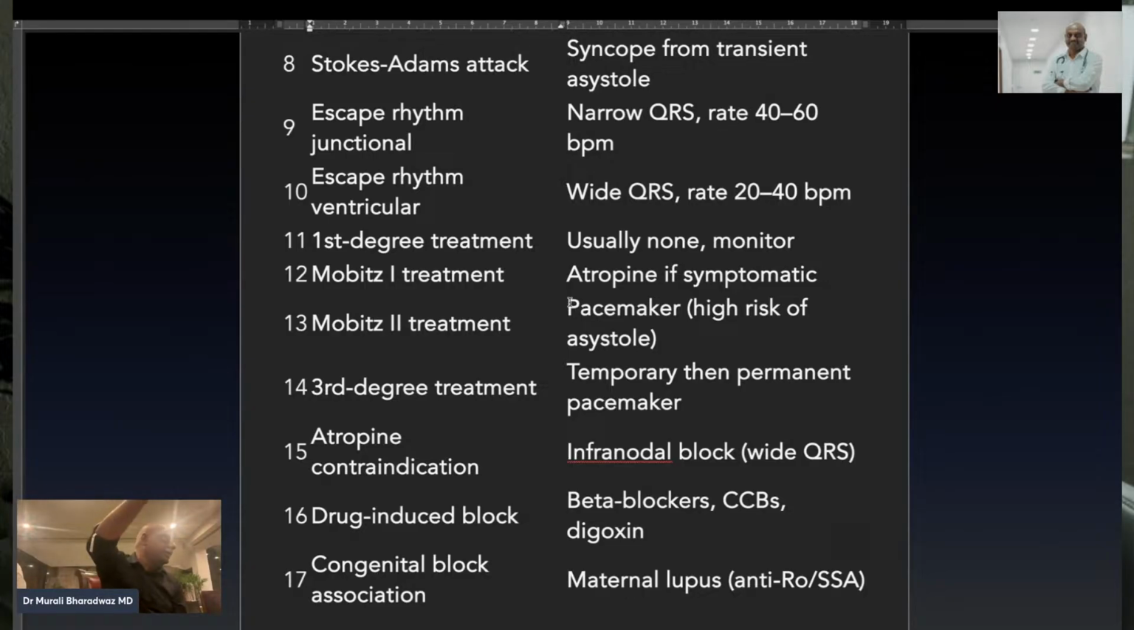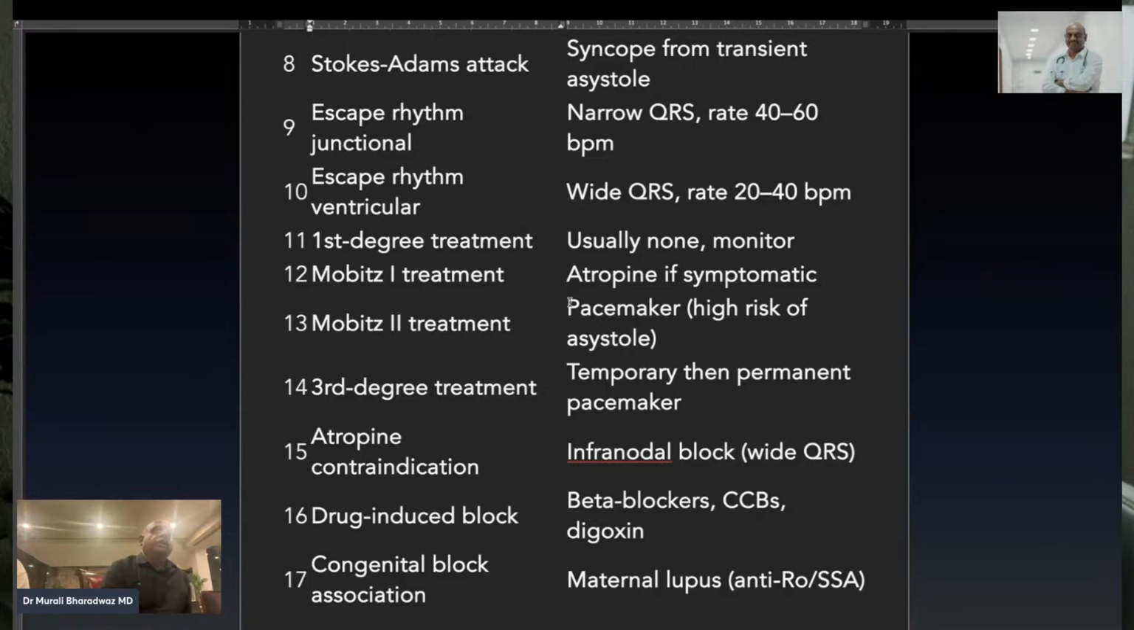Normally it goes SA node to atria to AV node to ventricles, no? So the moment complete heart block is there, there are two possibilities. The ventricle itself can develop a pacemaker, or the AV node which got blocked can become the pacemaker and help the ventricle. So how do you recognize if it is an escape rhythm coming junctionally? It will have a narrow QRS and a heart rate of 40 to 60. If it is coming from the ventricle itself, then it will have a wide QRS and a heart rate of 20 to 40.